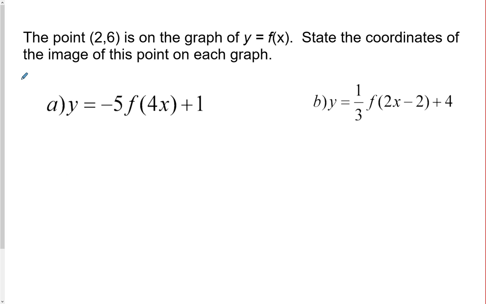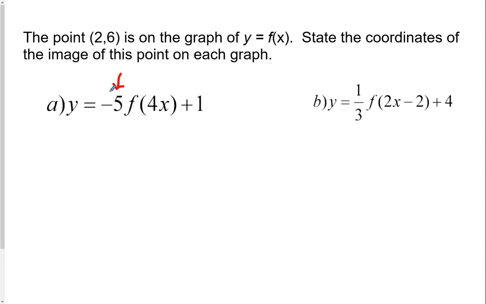The point (2, 6) is on the graph of y equals f of x. So it's on our graph. We don't know what the function is, but we know that point is on there somewhere. State the coordinates of the image of this point on each graph. So we got our basic graph. We know the point is on there, and then we're going to do a bunch of transformations. So we got to figure out what's going to happen.